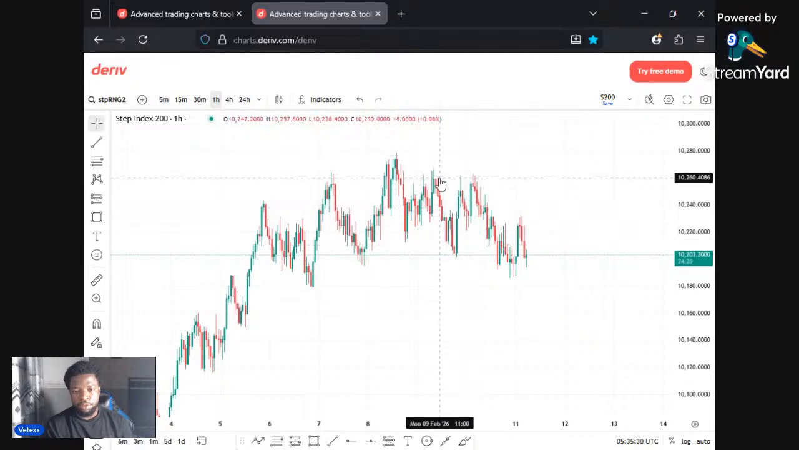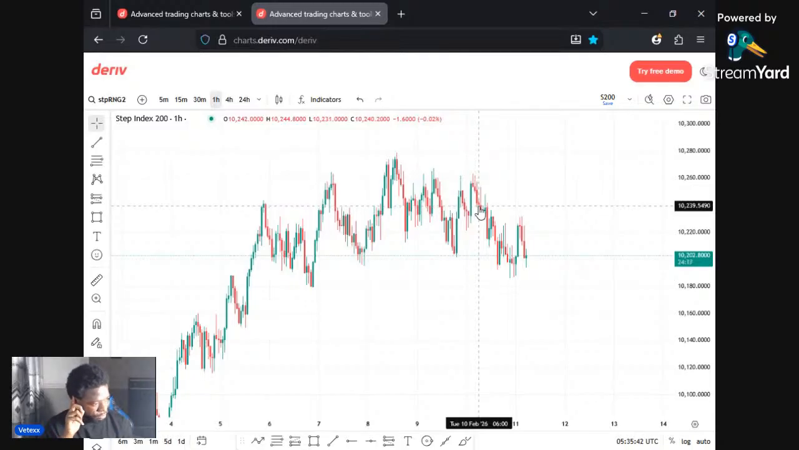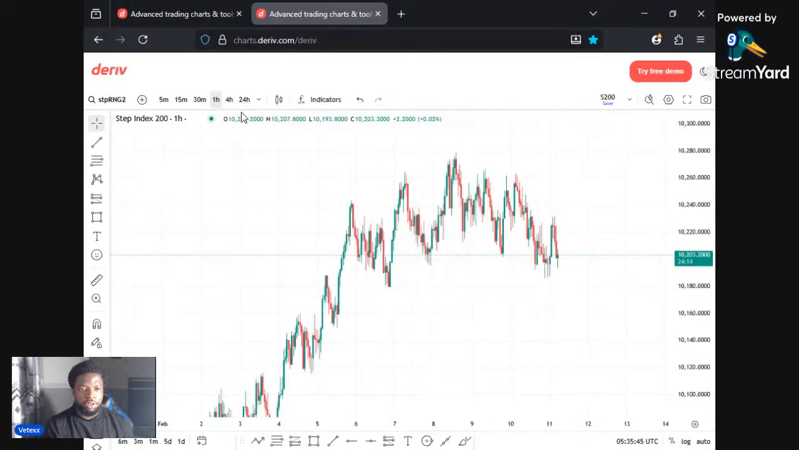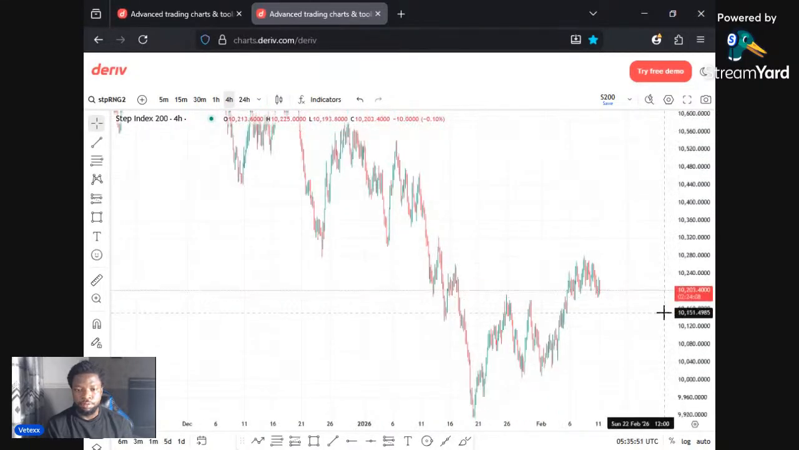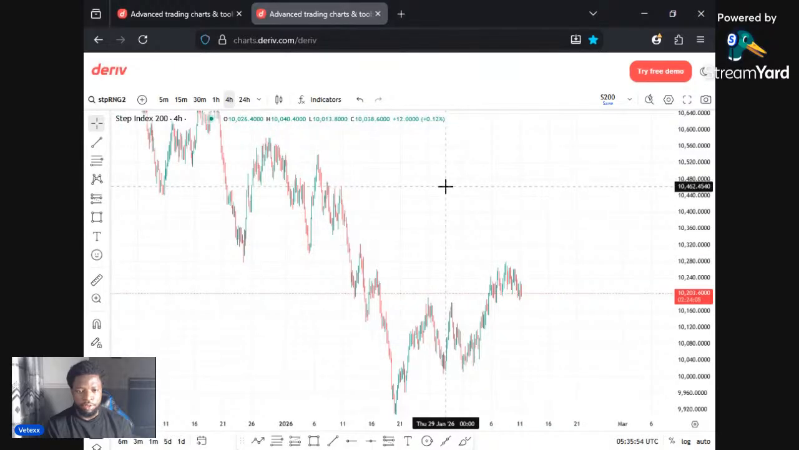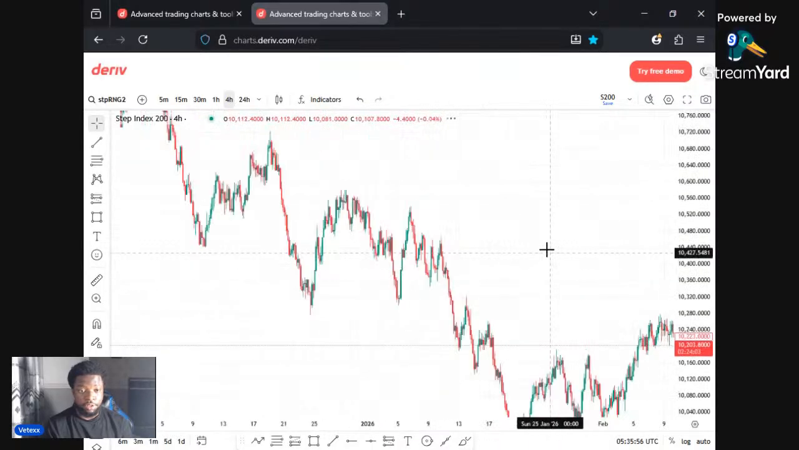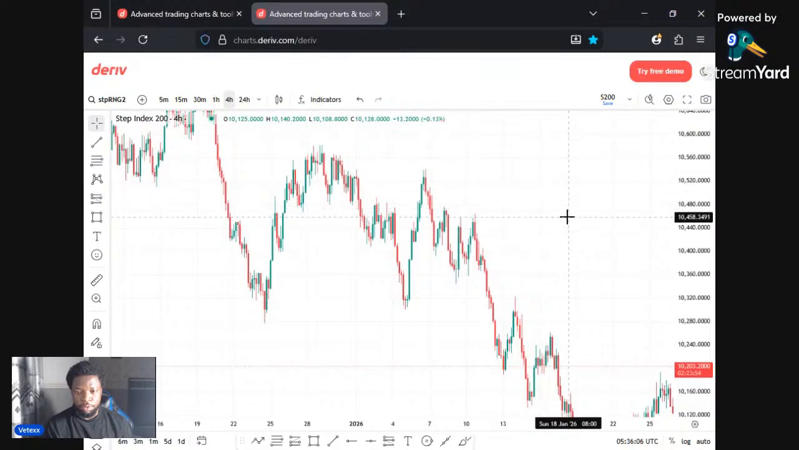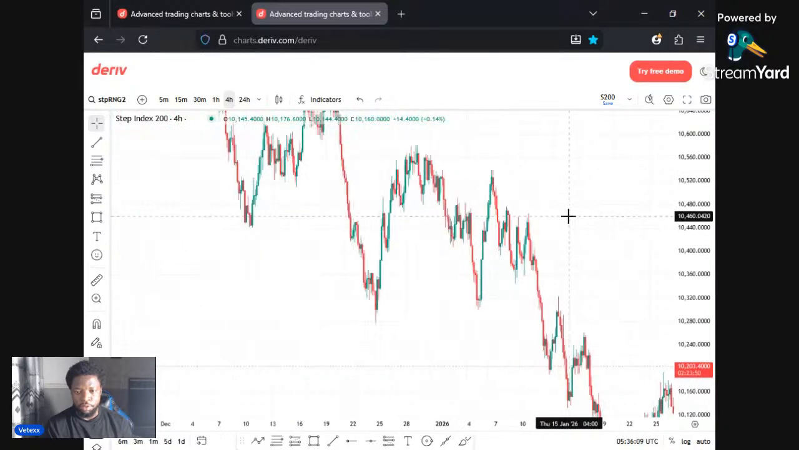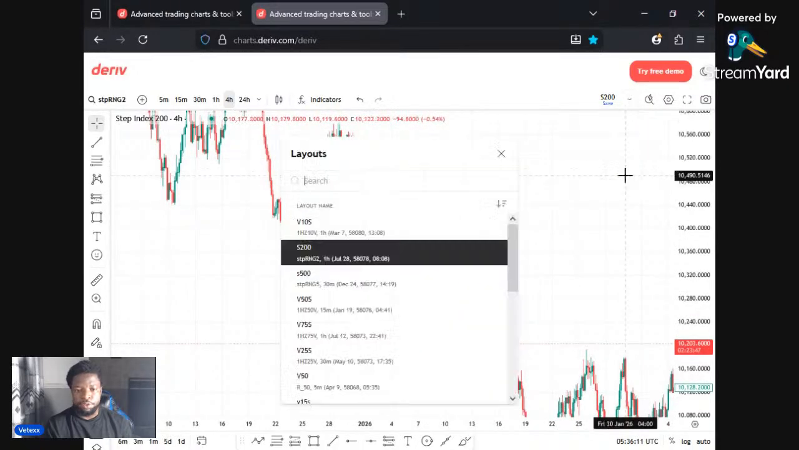If I'm to look at this, okay, what do we have here? There's nothing on step 200 right now. I'm anticipating a 4-hour point of interest, which is somewhere around here, but I've not seen it yet. So I don't have anything on step 200 at the moment. There was a sell here. I think we have something here. Now, there's nothing on step 200 at the moment. So let's check step 500.